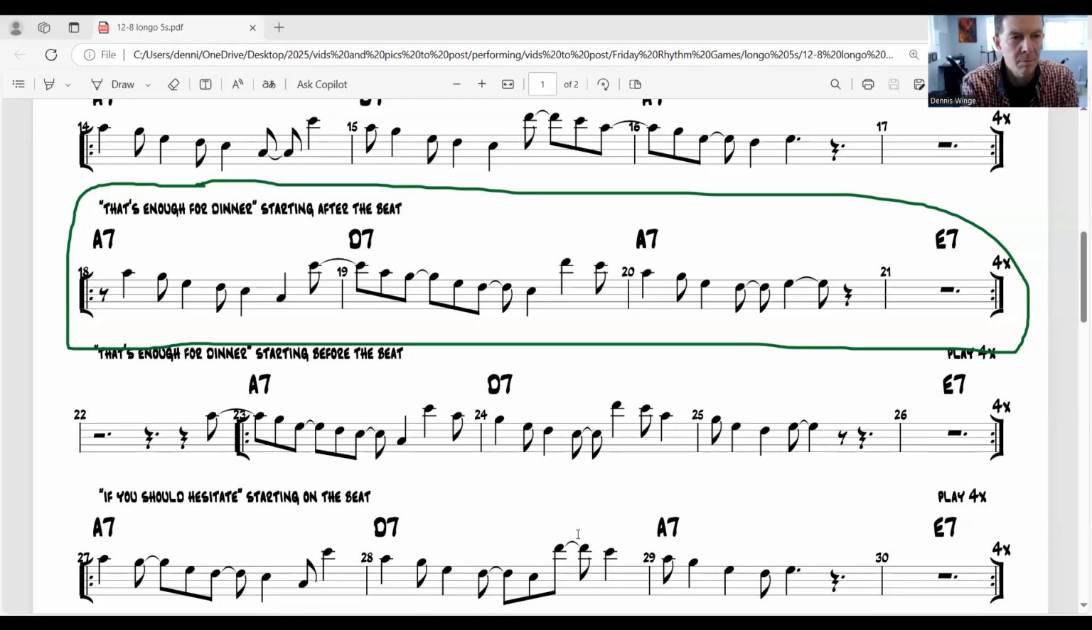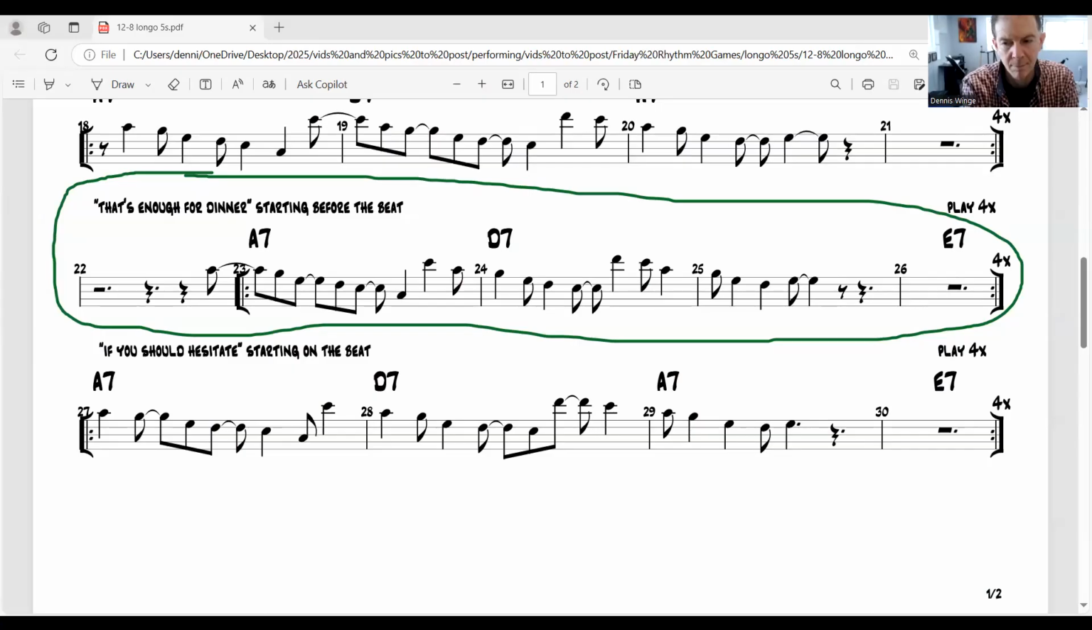Da. Now after the beat. 1 and a 2 and a 3 and a 4 and a 1. That's enough for dinner. That's enough for dinner. Da. Now before the beat. 1 and a 2 and a 3 and a 4 and that's enough for dinner. Da. Next is if you should hesitate, starting on the beat.